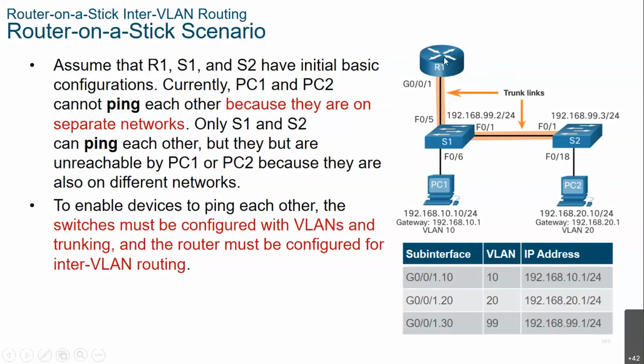We have a router connected to S1, and then S1 is connected to S2. In S1, there is VLAN 10. In S2, there is VLAN 20. Of course, there is a VLAN 20 here as well, but for the sake of clearer information, they did it this way. Okay, so this is the topology.